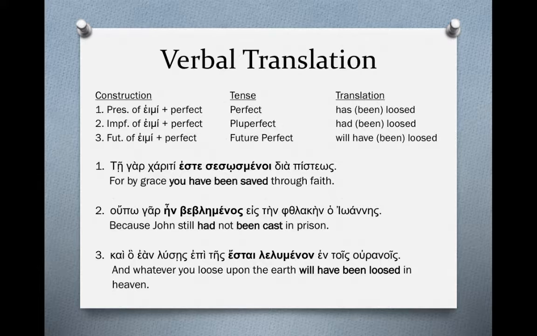In some translations, it's a little harder to see that this is a future perfect, and the translation is given, whatever you loose upon the earth will be loosed in heaven. But when we keep the future perfect aspect, will have been loosed, it really centers the authority more in heaven and more in God than it does in man. And knowing that helps us avoid these papal type of arguments where the idea is that the Pope or any particular leader in church has the authority to make celestial decrees, when in reality only God can do that.